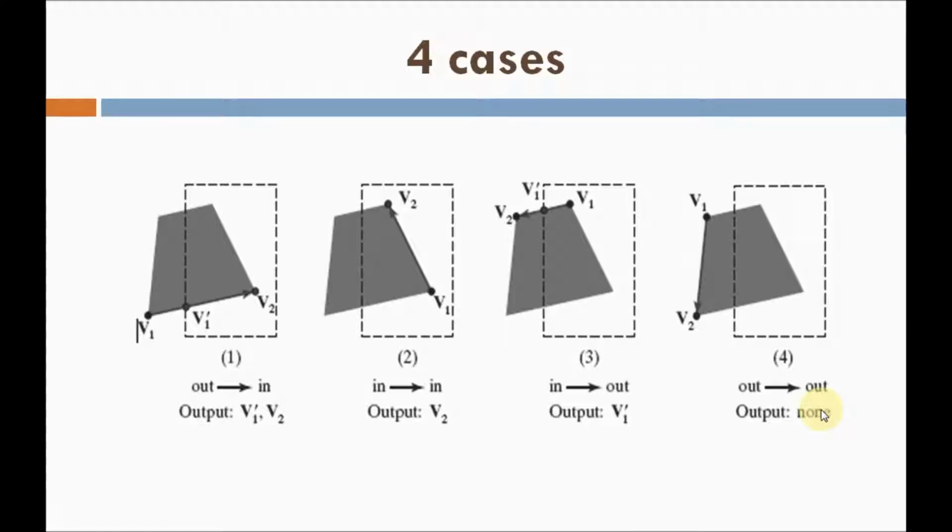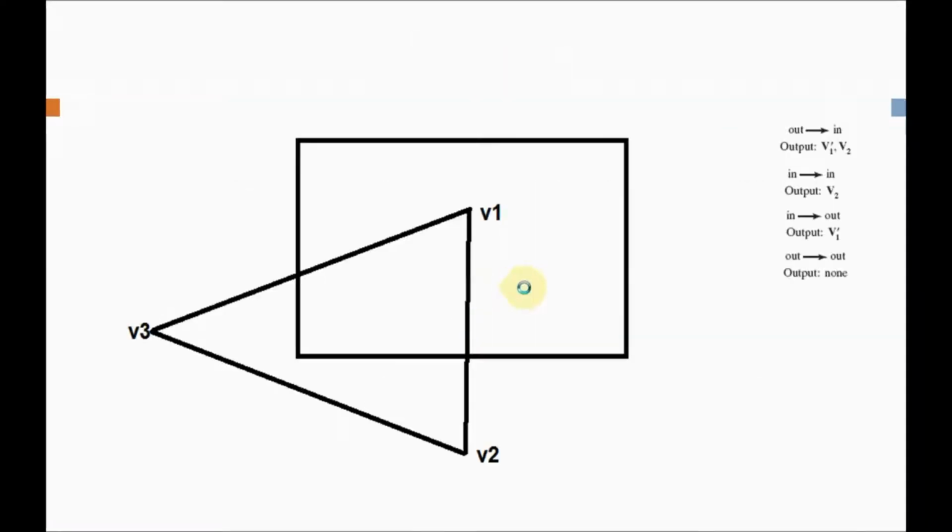Along with the 4 sides, you need to consider these 4 cases also. Now I will apply these 4 cases to clip my polygon. I will take an example and solve it. This is my example. I considered a triangle polygon here. Some parts of the triangle are outside and some parts are inside. Clipping means I have to remove the outside part of this triangle. So we will see this.